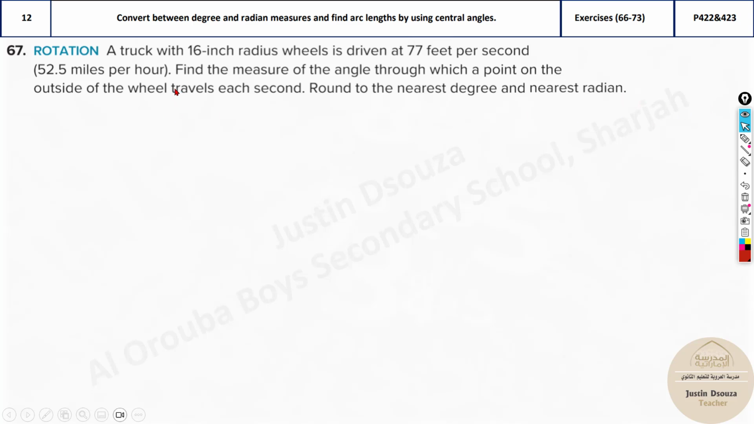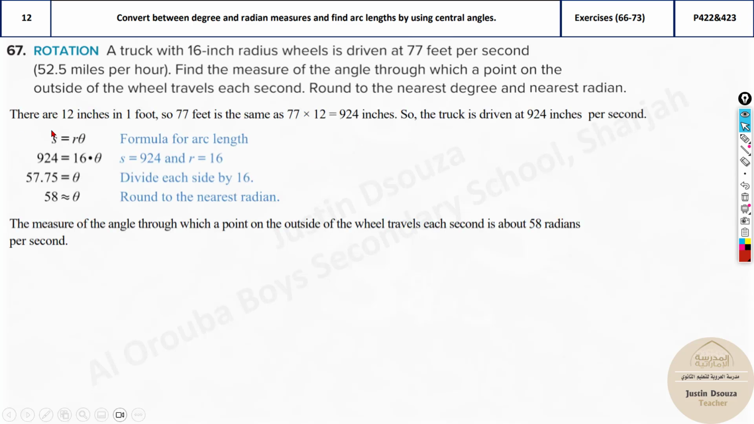Here, when you look at this, find the measure of angle, and they have given you how much it is driven and how much the radius is. Whenever radius comes, it is always an arc length problem. Now, if you remember this formula, S is equal to R theta. Let me just explain it directly over here. This is a very, very important formula for arc length.